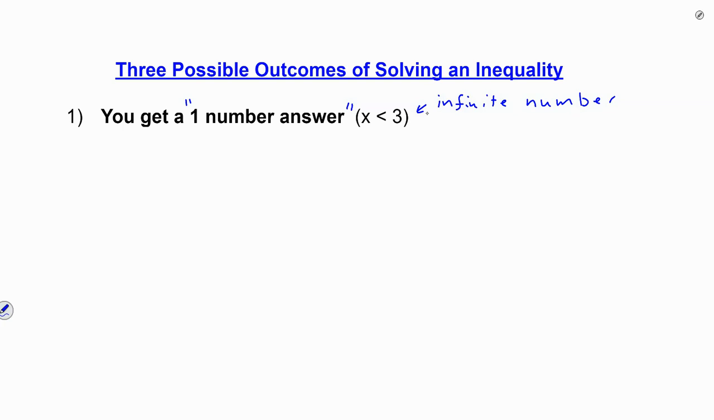It would look like this. X is less than something. X is greater than something. But remember, there's still an infinite number of possibilities. But we'll say 1 number.